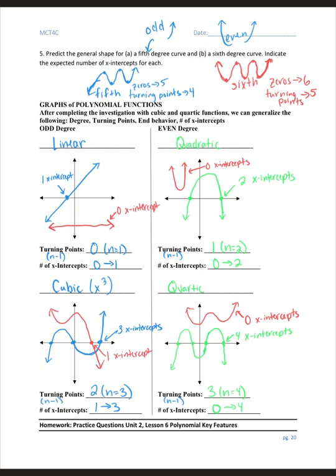Quadratic, now we're moving on to even. Remember, an even degree function can have as little as 0 x-intercepts or as many as n. Whatever the degree is of that function, that's how many x-intercepts it can have. So for a quadratic, we have a degree of 2, x squared, that's the highest exponent. So we can have as many as 2 x-intercepts. Our turning points will just be 1 less than that, so we'll have 1 turning point. For a quartic function, our highest exponent, or the degree, is 4. So we can have as many as 4 x-intercepts or as little as 0. And our turning points will just be 1 less than 4, so our turning points will be 3.